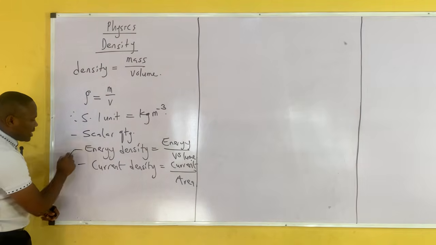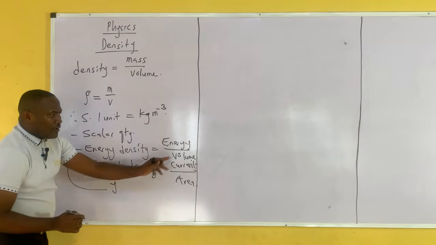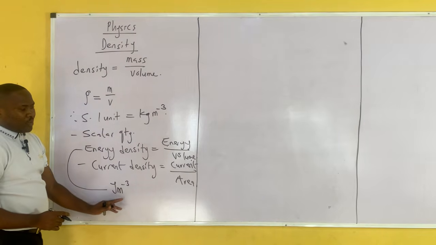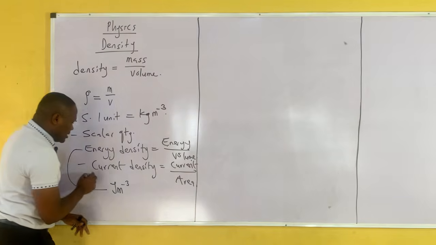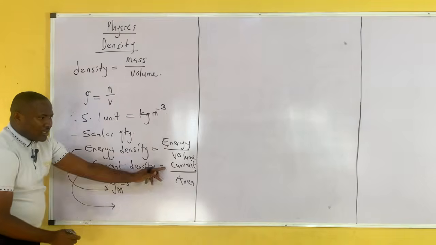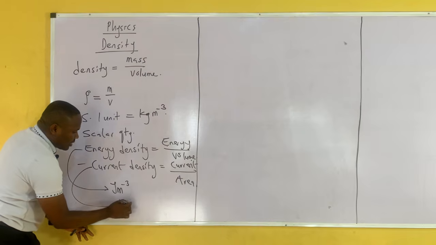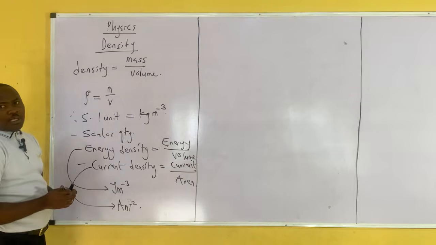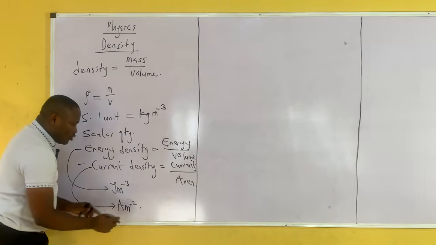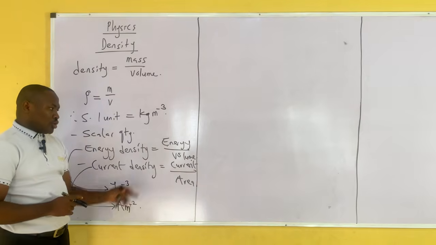So what is the SI unit for energy density? Energy is in joules, volume is in meters cubed. So it's joules per meters cube. What about current density? The SI unit for current density will be current in ampere, ampere per meter square, because area is in meter square, but volume is in per meters cube.